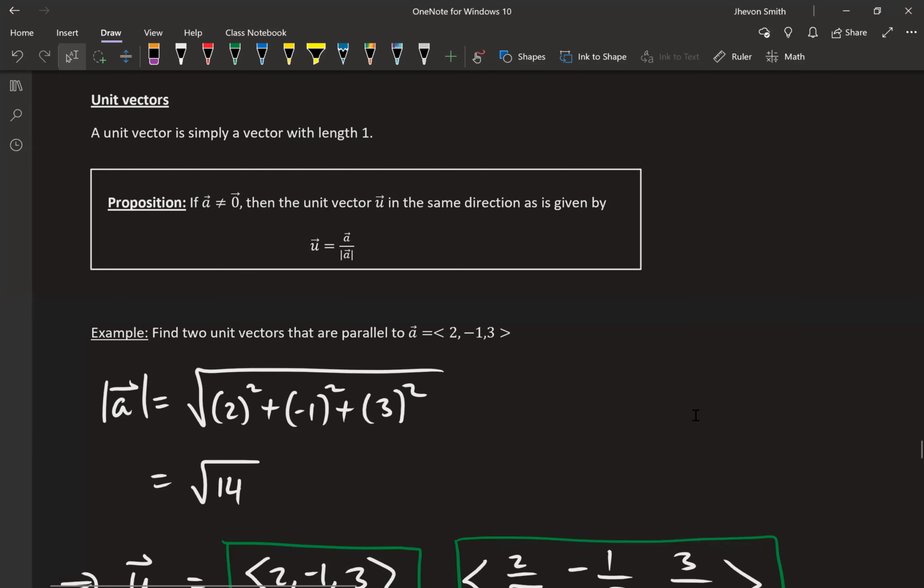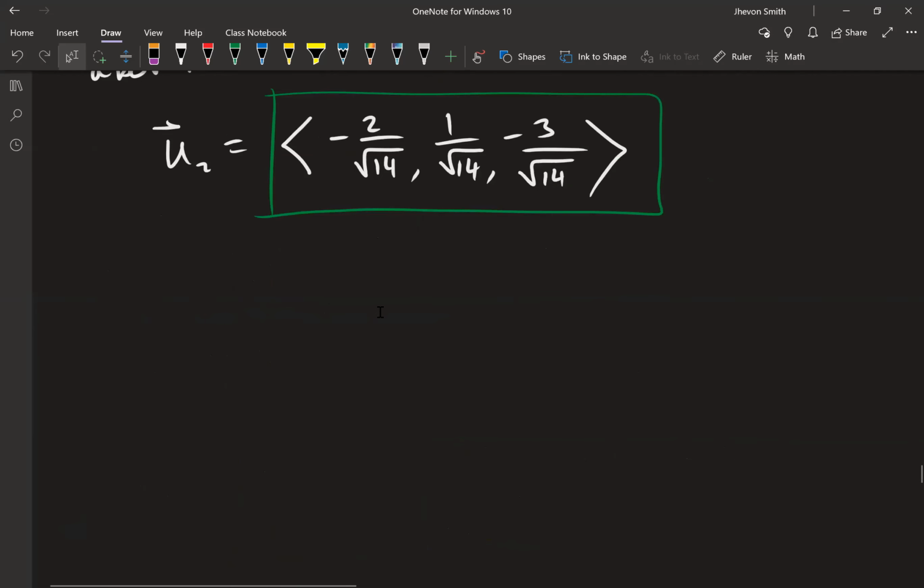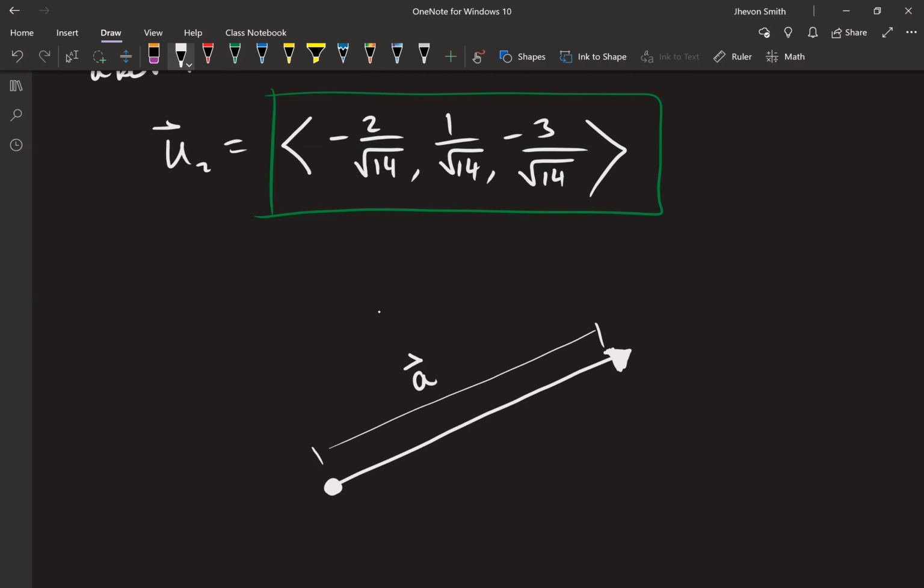But that's it. Next one, if you're given a vector and you want to find a unit vector in the same direction, just take that vector, divide by its magnitude. So in this case, you'll notice that I have this vector here. Call that the vector A, and its magnitude is radical 14, and this is the vector A. Then essentially what we just found is a unit vector in the same direction.